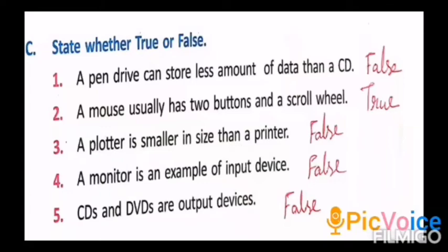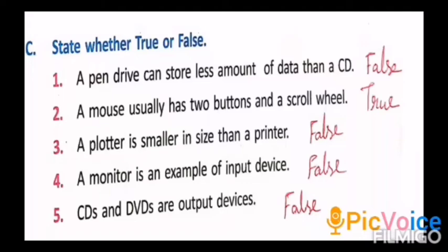The first one, a pen drive can store less amount of data than a CD. Say true or false. Answer is false, because a pen drive can store a large amount of data than a CD and DVD also. Second one, a mouse usually has two buttons and a scroll wheel. True or false? Answer is true.